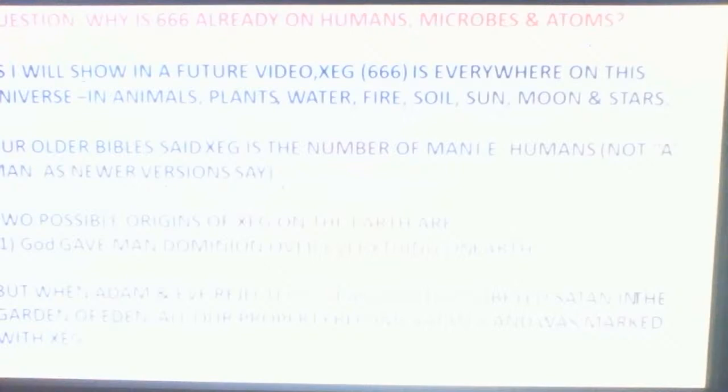As I will show in a future video, SEG is everywhere in this universe, in animals, plants, water, fire, soil, sun, moon, and stars. Our older Bibles said SEG is the number of man, that is humans, not a man, as newer versions say. Two possible origins of SEG on the earth are: one, God gave man dominion over everything on earth. But when Adam and Eve rejected God and instead obeyed Satan in the Garden of Eden, all our property became Satan's and was marked with SEG.